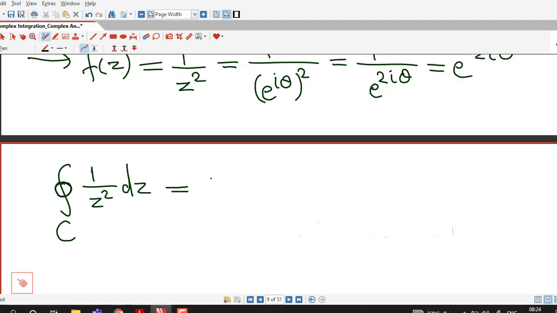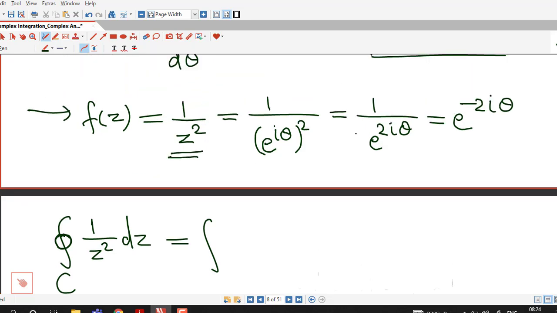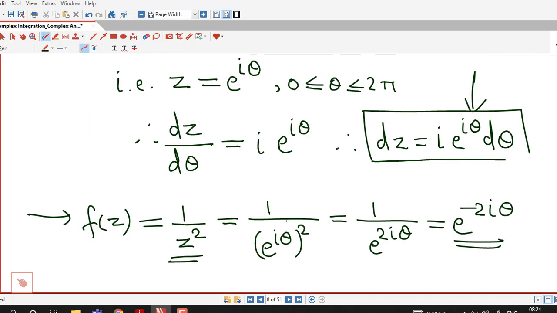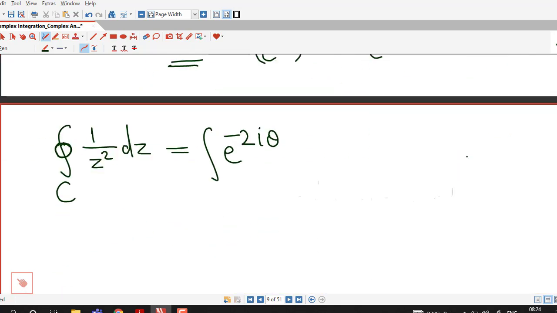Now we replace f of z, that is 1 by z square. This 1 by z square is replaced by e raised to minus 2 I theta, and this dz is replaced by I times e raised to I theta d theta, and limits of theta are from 0 to 2 pi.